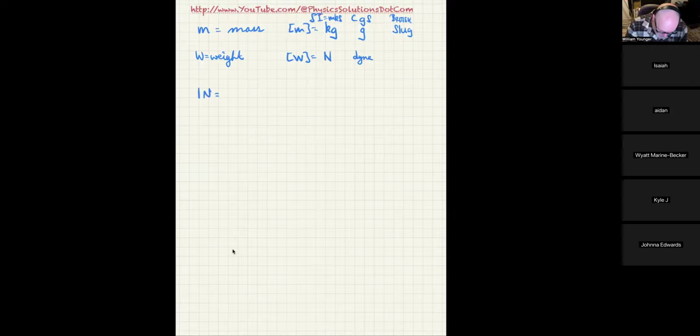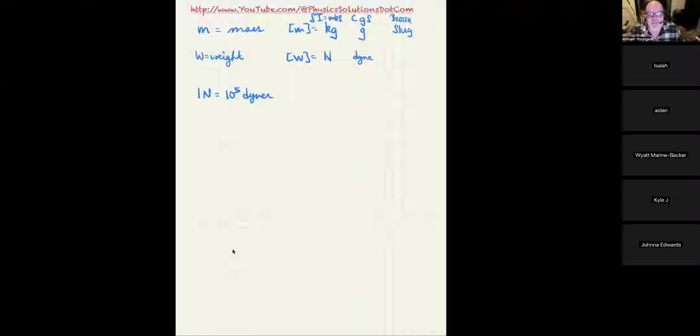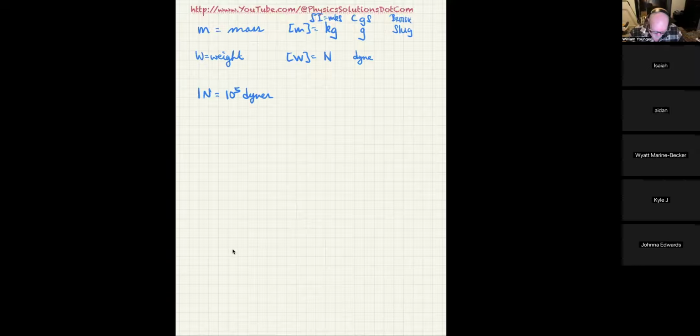And really, to be honest with you, 1 Newton is equal to 10 to the fifth dynes. That's because remember, a Newton is made up of a kilogram and a meter and a second, whereas the dyne is made up of a centimeter, which is 100 times smaller, and a gram, which is 1,000 times smaller. Therefore, 100 times 1,000 is 100,000, and you get 10 to the fifth. So that's why that is.